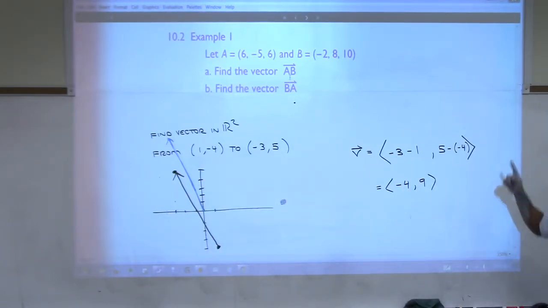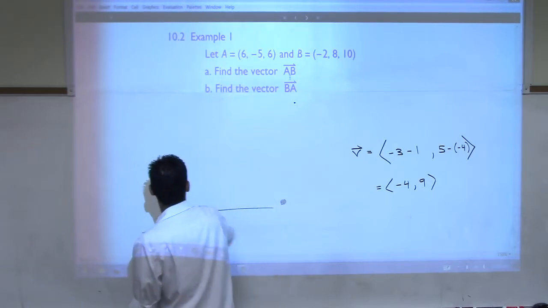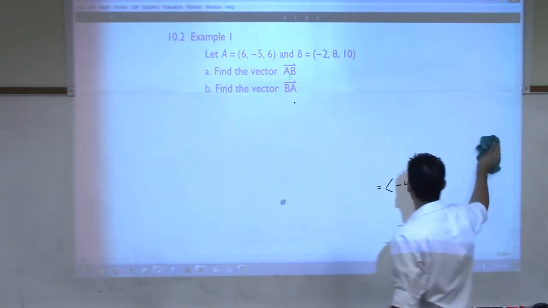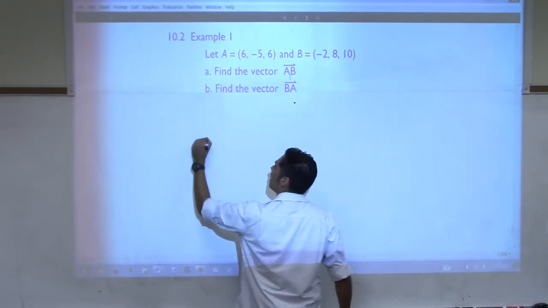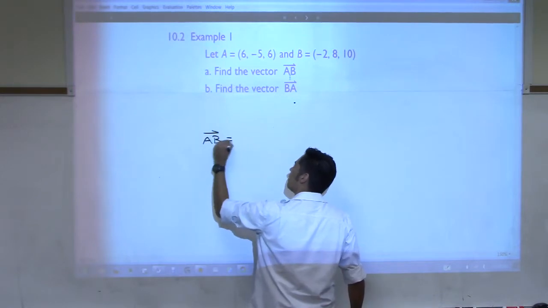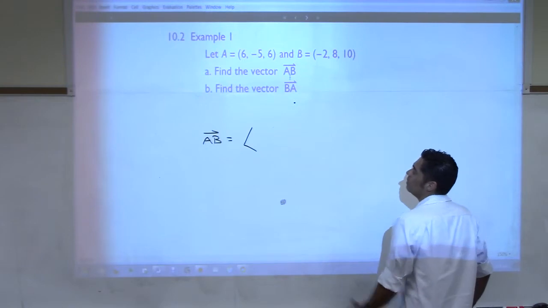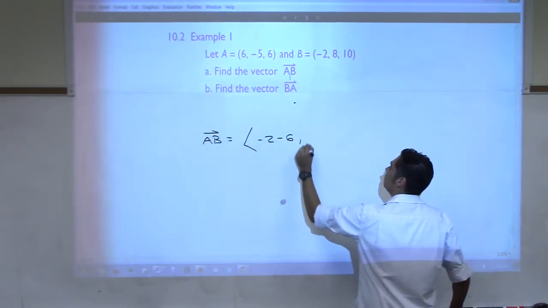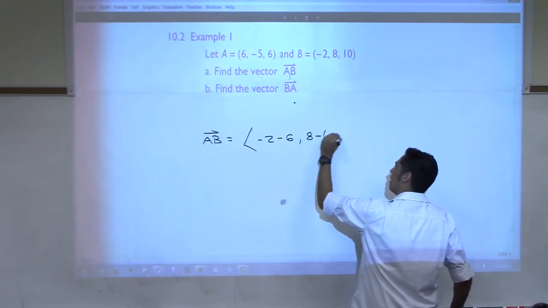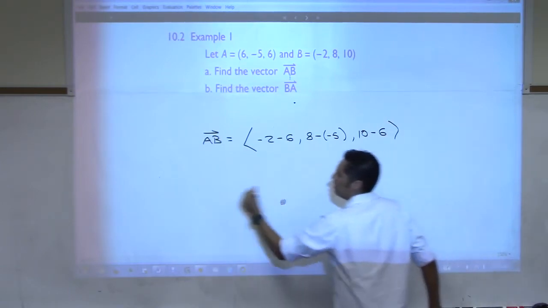All right, so how about the actual example? That's a 3D vector. The thing with that is it's a little harder to draw. But let's just make sure you can get the correct order. So what about the vector from A to B here? That's what that means, right? A to B. So I'm going to do -2, take away 6, 8 minus -5, and then 10 minus 6. I'll let you finish that.